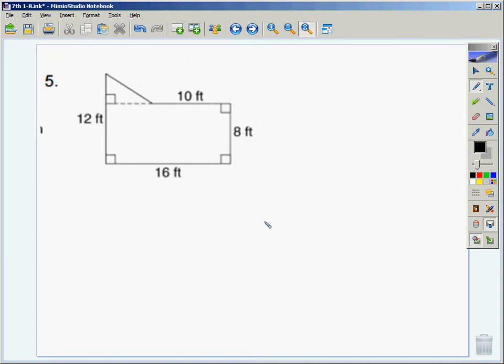Did anybody need me to do number 5? If I were going to do it, how would I do it? How many shapes are there? There's 2 shapes. What am I going to find the area of? A rectangle and a triangle. Sure.